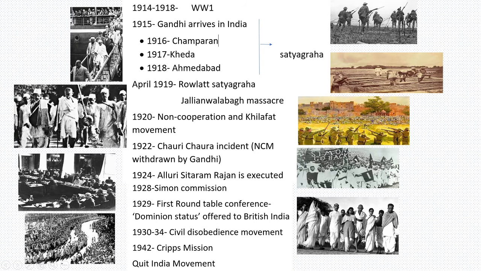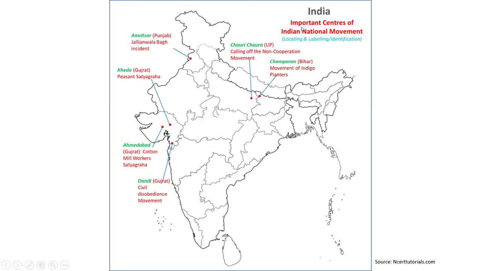Right, now you have maps also, so important centers of the Indian national movement. The question will usually come as locating, labeling or identifying. So mark the place where the satyagraha of indigo planters took place, so you have to mark here and write Champaran. Or where did the Jallianwala Bagh incident take place, so you have to write Amritsar. So these are the important centers for the Indian national movement.